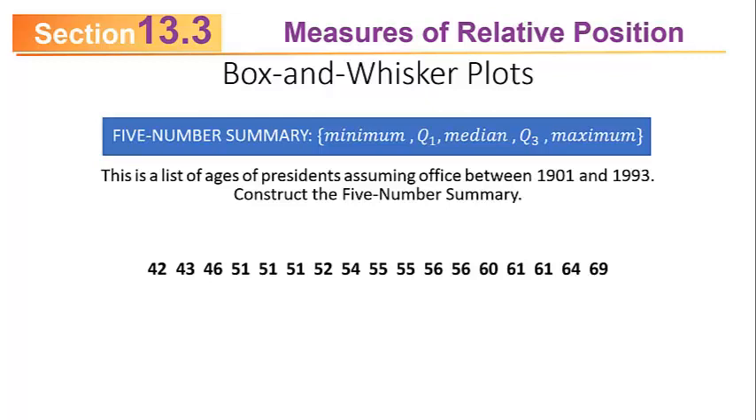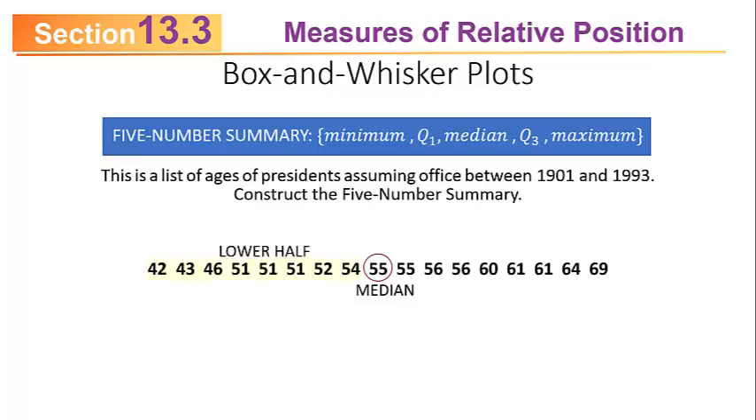That means the 9th one is the median. That would be 8 to the left, 8 to the right, 8 and 8 is 16. So you can see that the 1, 2, 3, 4, 5, 6, 7, 8, the 9th one, leaving 8 on the left and 8 on the right, is the median. So the median is 55.